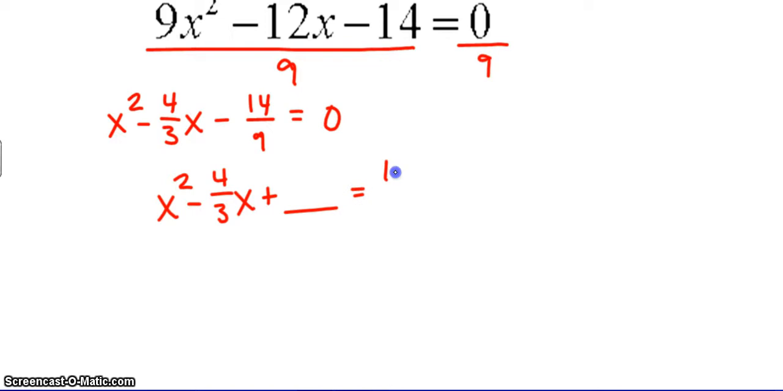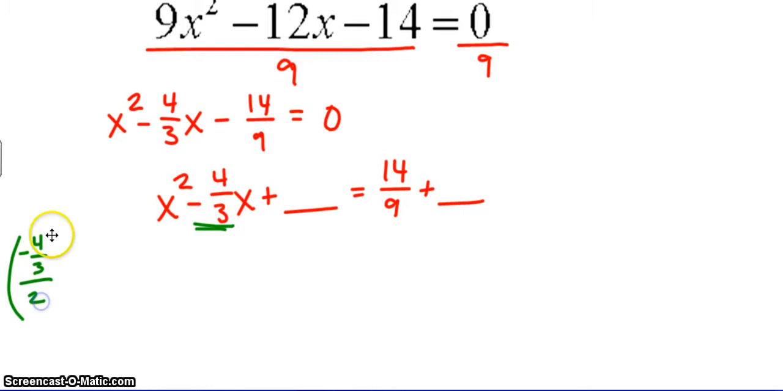Set up those spaces. I'm going to add 14/9 to the other side. So this is where the fraction work gets a little bit messier. So we need to take negative 4/3, take half of it, and square it. Well, taking half of this would be the same thing as multiplying by 1/2.